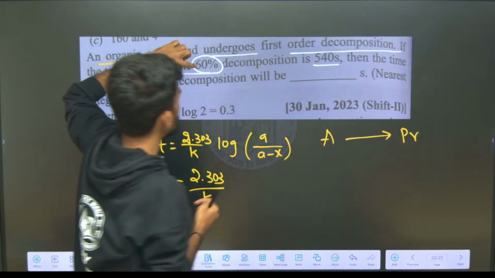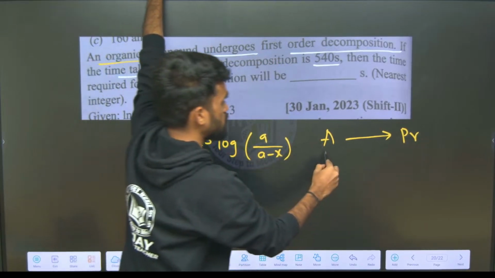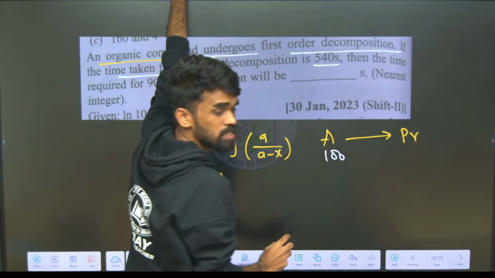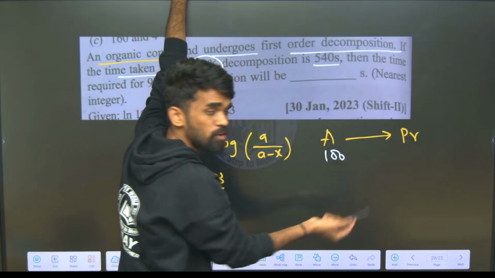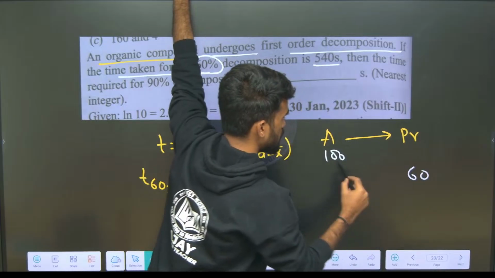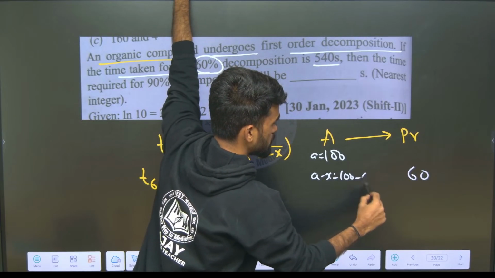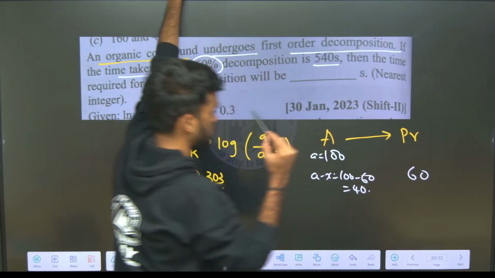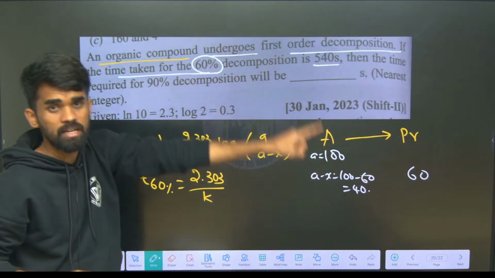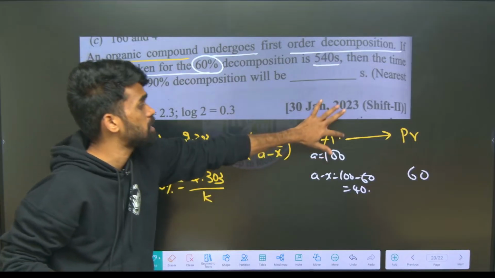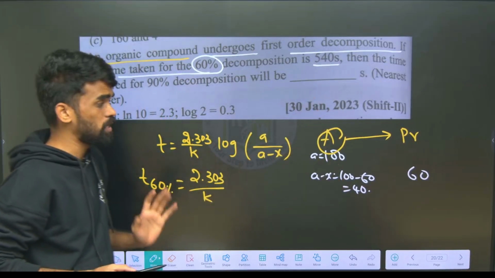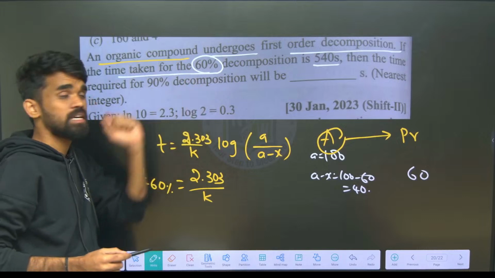Okay, they are saying 60% completed. Out of this 100%, 60% is completed. It means the remaining will be 40 only now. So this side is 60. If this is a minus x, it will be how much? 100 minus 60, so you should take it as 40. Okay, 60% is done. The remaining, a minus x, the concentration of reactant, is 40 only. That is what you need to understand from this 60%.